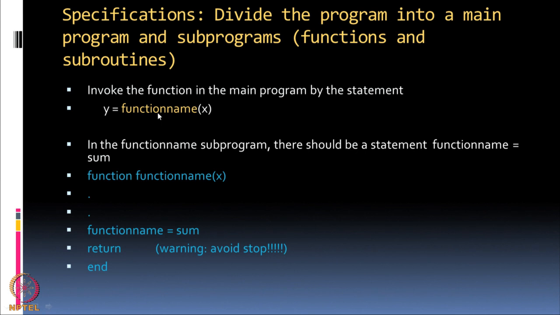invoke the function in your main program, and in the function subprogram, the starting line will be function function name x. In our earlier case, it was sin nu x. In the function, it will use the value of x to calculate everything, and the final statement in the function would be function name is equal to sum, that was the actual value, and return and end. Whenever you invoke, what do you mean by invoke? You are basically accessing or calling that value. So, when you use this statement, it will go to this function name, do all the things and return with the actual value of the function.